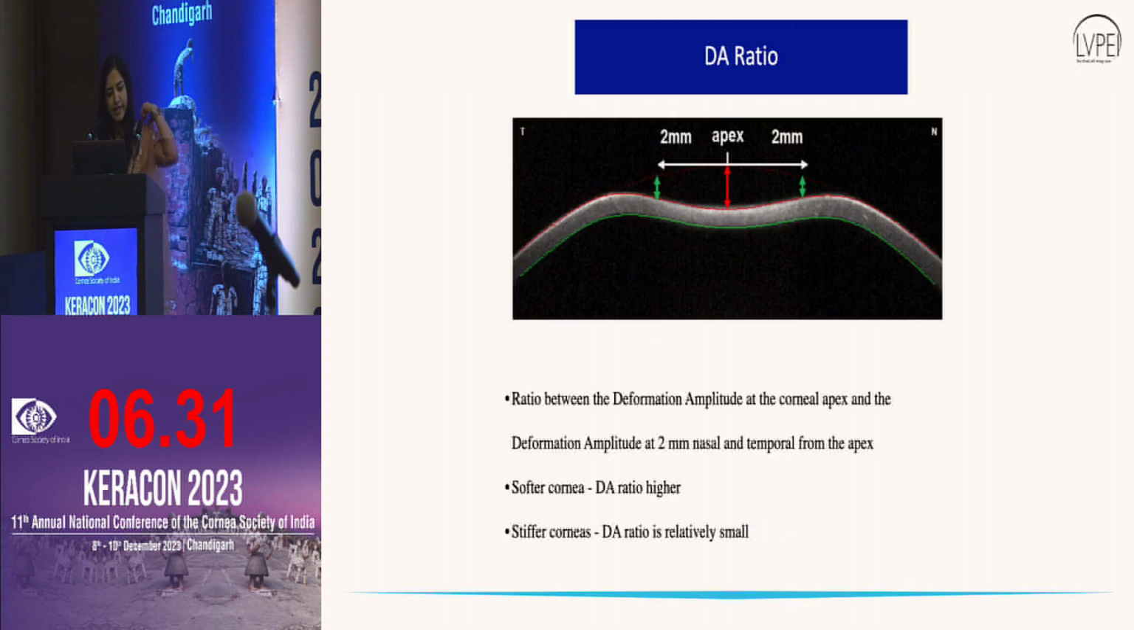So coming to the DA ratio, which is what we usually look at when we talk about corneal biomechanical stiffness. It is the ratio of the deformation amplitude at the apex in the center versus the 2 millimeter nasal and temporal points from the apex, like we see. Of course if the cornea is softer, then the DA ratio will be higher because the apex is going to get deformed a little more as compared to the mid-peripheral points. And in the same way, if the cornea is stiffer, then your DA ratio is going to be smaller.